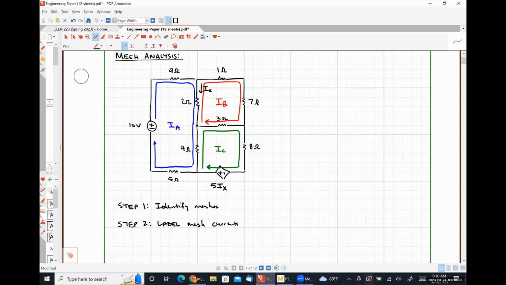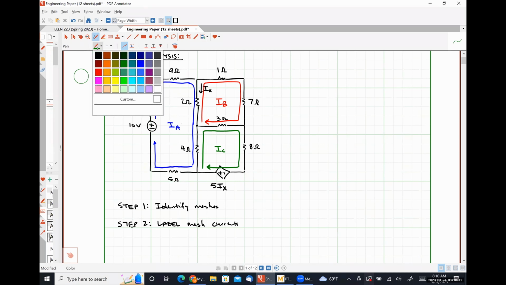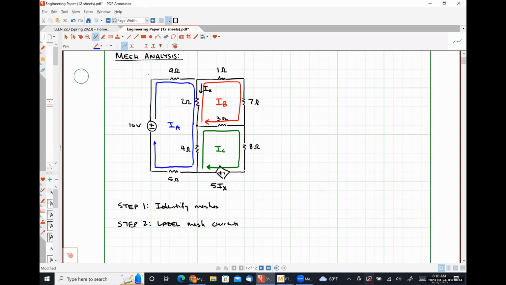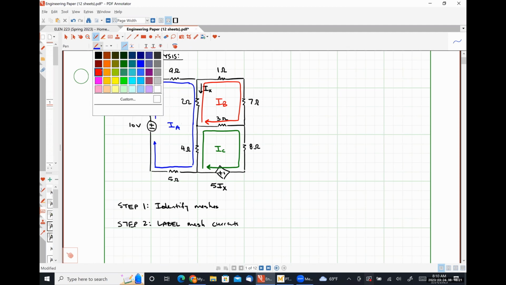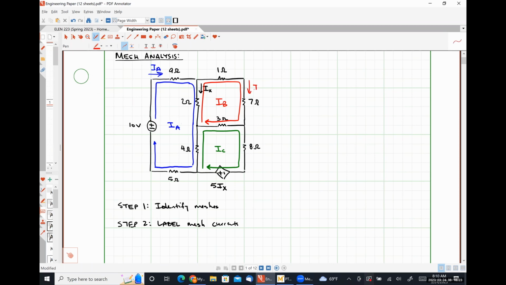So we can relate these mesh currents to traditional currents like we've been dealing with in previous classes easily. So just to make this real obvious, this current is also the exact same thing as mesh current IA. This current is the exact same thing as mesh current IB. And this current is the exact same thing as mesh current IC.